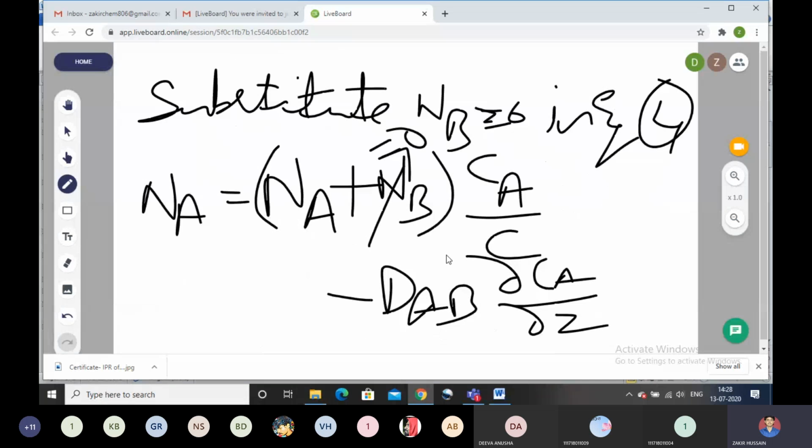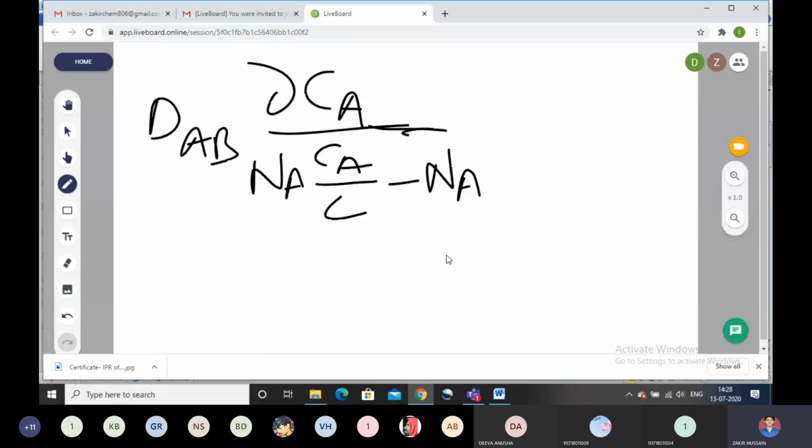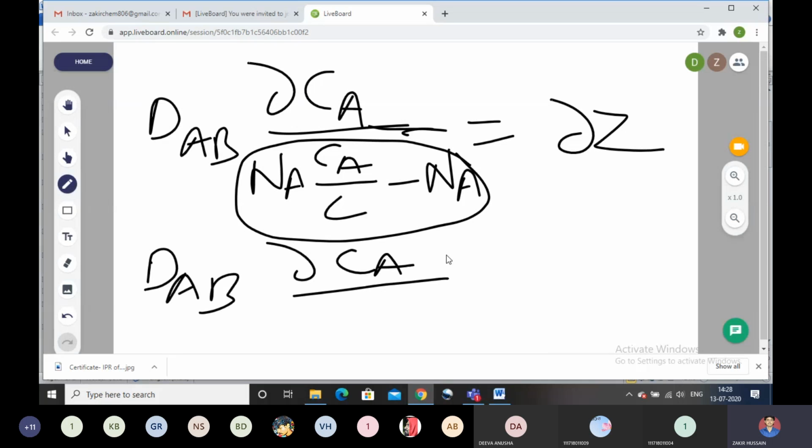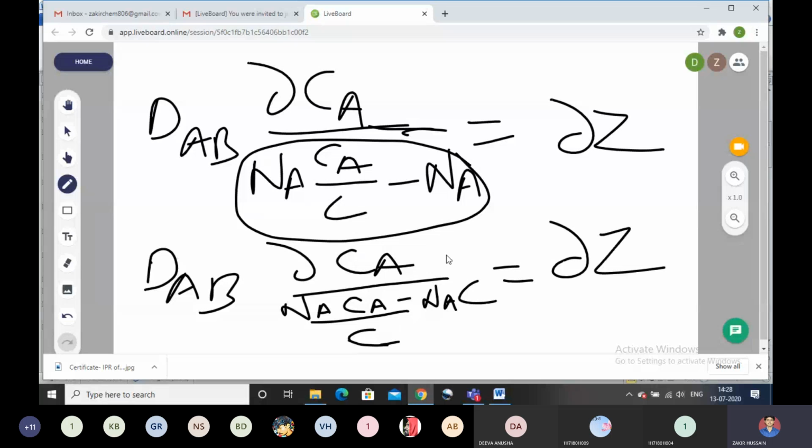Okay, some variable is missing, I guess. Na Ca by C. Okay, yeah, it is okay. Then we have to send the dou Z to the RHS side. Here you see this is Ca by C, so we need to take C common. When we take C common, Na Ca will be there minus Na into C, which is dou Z. I'm writing it clearly in the next slide.